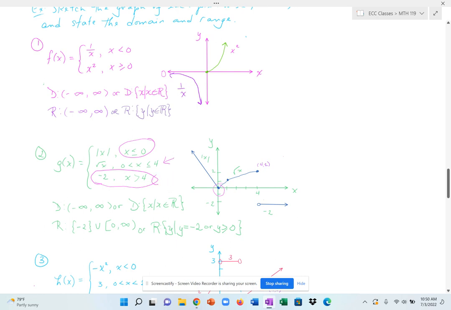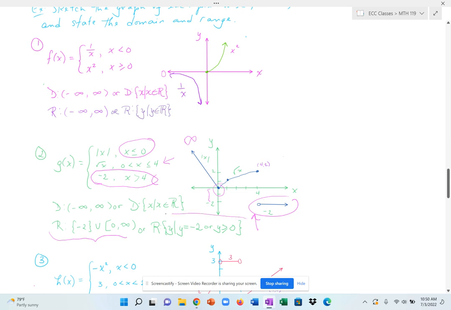And my range, when I read this from bottom to top, the first value it's going to take on is -2. But then there's a gap from -2 up to here. It's missing. So then it starts again from 0 to infinity. It's kind of an unusual way to write it because I have a single number, -2. You use the curly brackets there. So it's -2 union the interval from 0 to infinity.